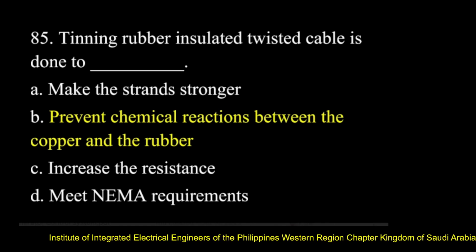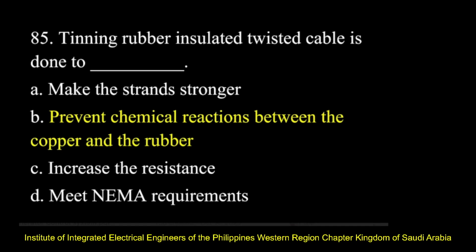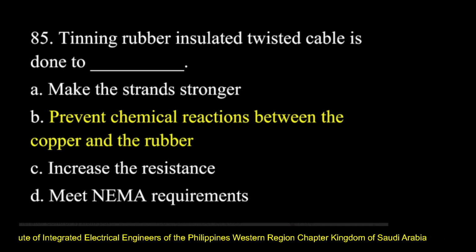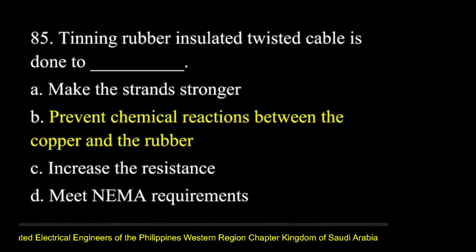Tinning rubber insulated twisted cable is done to blank. A. Make the strand stronger. B. Prevent chemical reactions between the copper and the rubber. C. Increase the resistance. D. Meet NEMA requirements.